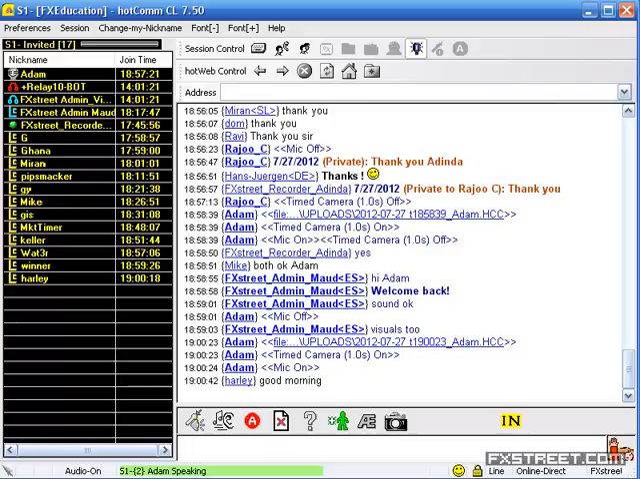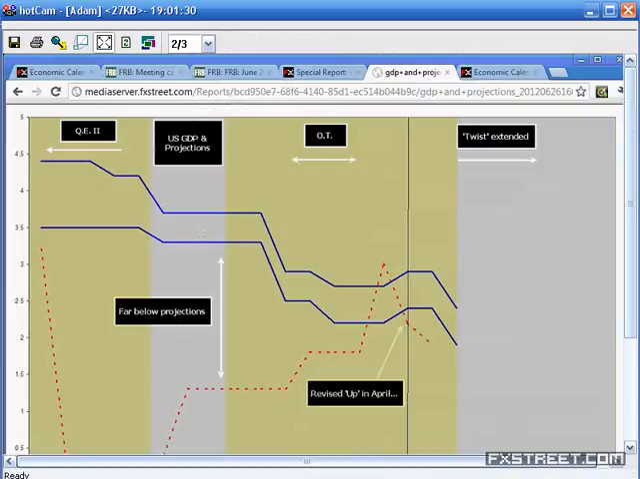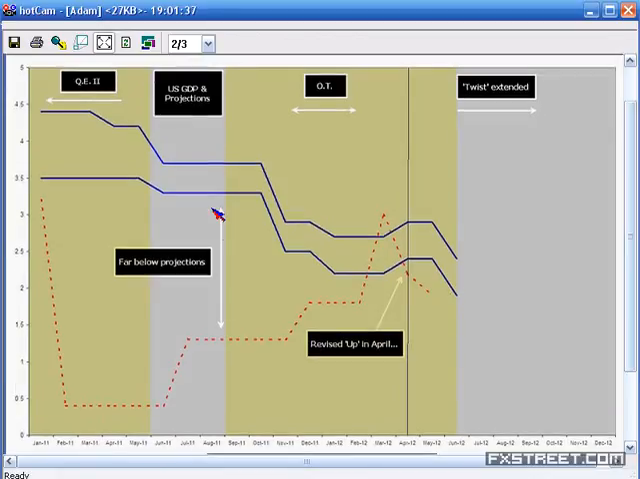Now, to go back a little bit, here we have a chart. This is an FX Street article that we put together not too far back. I'll send you the link as well. Let me know if you can't see that, by the way. Okay, so the red line represents U.S. GDP, gross domestic product. The blue lines represent the Fed's projections, the upper and lower range of the Fed's projection.